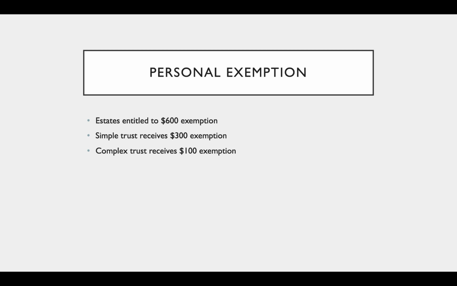We're also allowed personal exemptions, which, if you are familiar, the Tax Cuts and Jobs Act eliminated those for individuals for the purpose of calculating individual income tax, but we still are allowed those for trusts and estates. So an estate is entitled to a $600 exemption, a simple trust receives a $300 exemption, and a complex trust receives a $100 exemption.